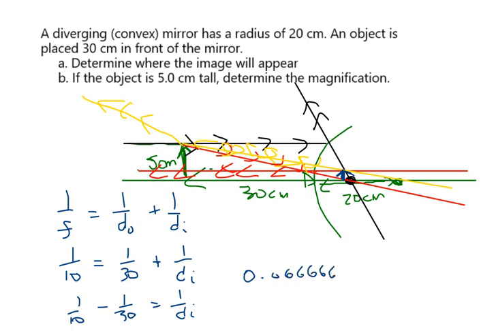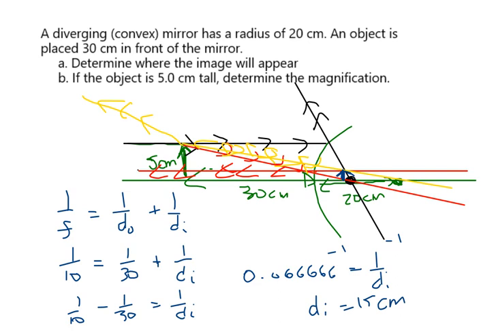I ended up getting 0.066666 equals 1 over di. And then if you know how to take a reciprocal on your calculator, just do the minus 1 button, if you make it go to the minus 1, I ended up getting this answer here. Di was 15. Good point. It doesn't have to be in meters, because if you're consistent with your units, your answer will just be in centimeters now.